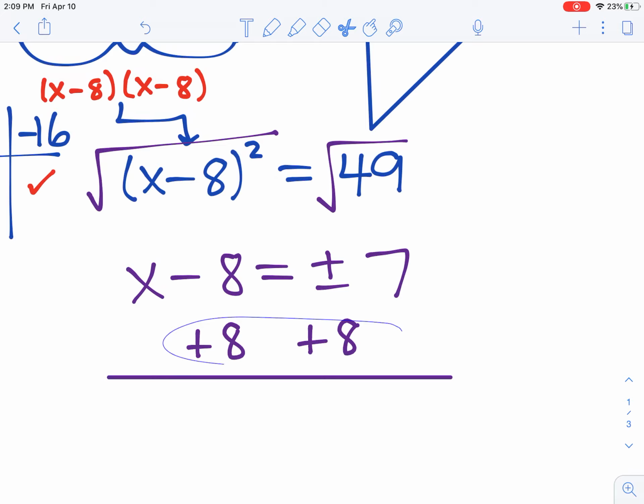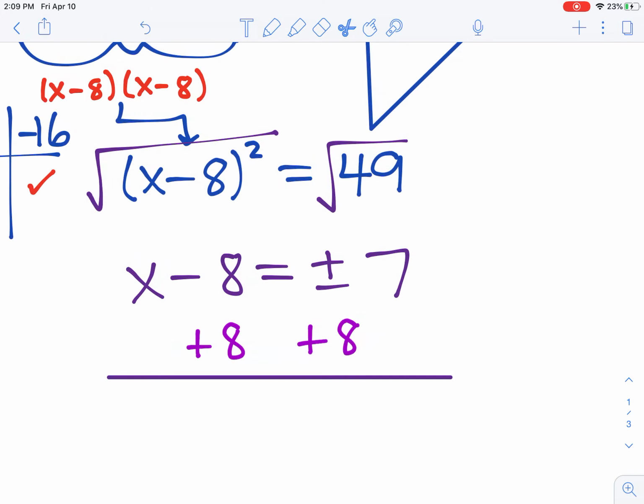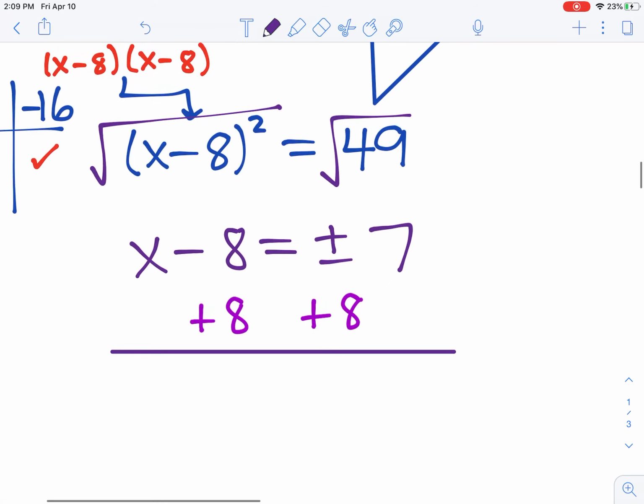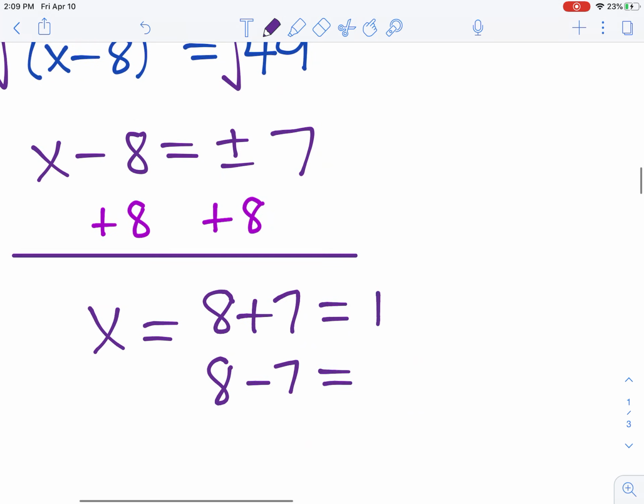Let me go ahead and color the code that differently. Our x here is going to be 8 plus 7 and 8 minus 7, which should give us our two answers of 15 and 1.